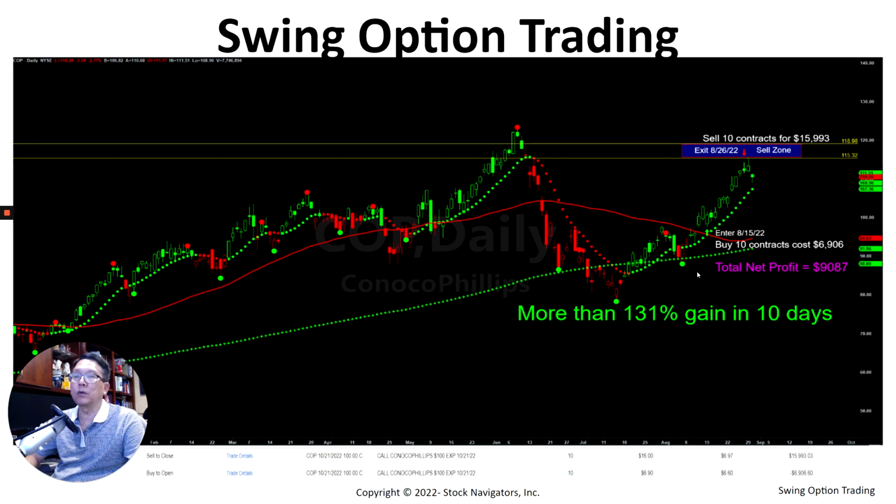What is the sell zone? That's what we're teaching at Stock Navigator. So when you enter the trade here, your stop loss can be below the 50 moving average, and then you ride up.